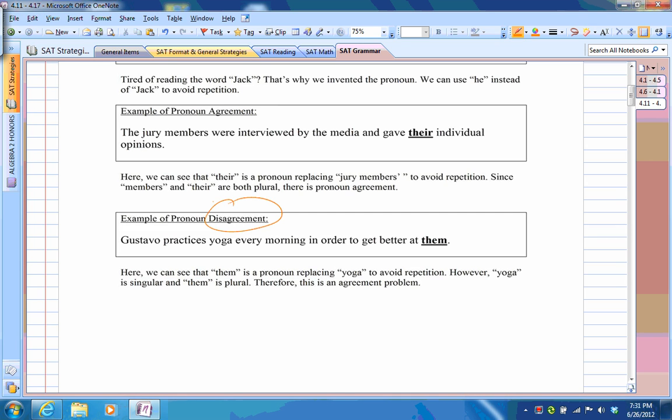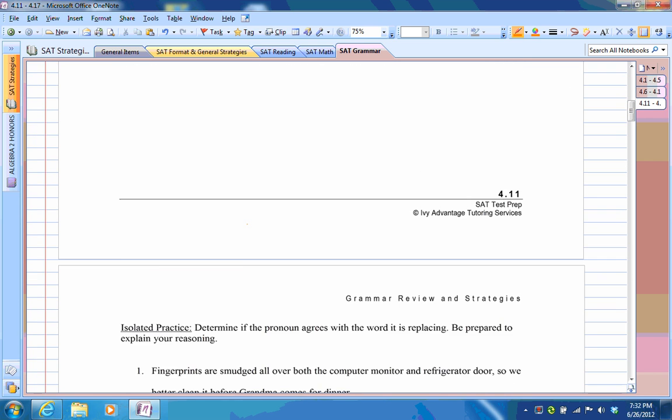This is disagreement. Gustavo practices yoga every morning in order to get better at it. It is singular because yoga is also singular. If you said Gustavo practices his karate moves every morning in order to get better at them, because you're talking about karate moves, that's plural, then use them. So make sure you know that the pronoun agrees with whatever it's referring to.